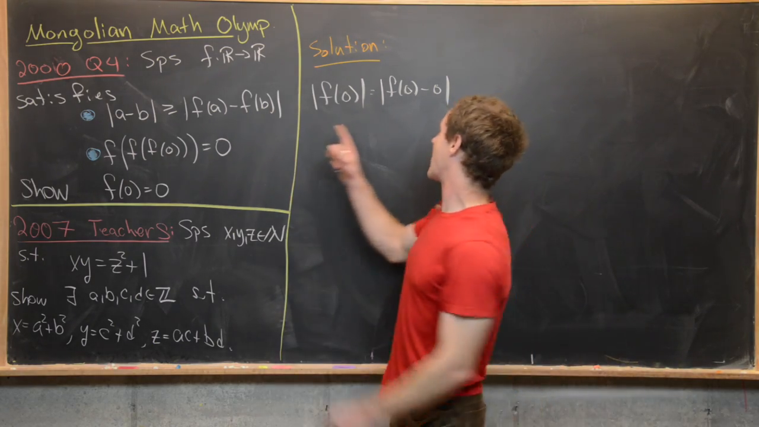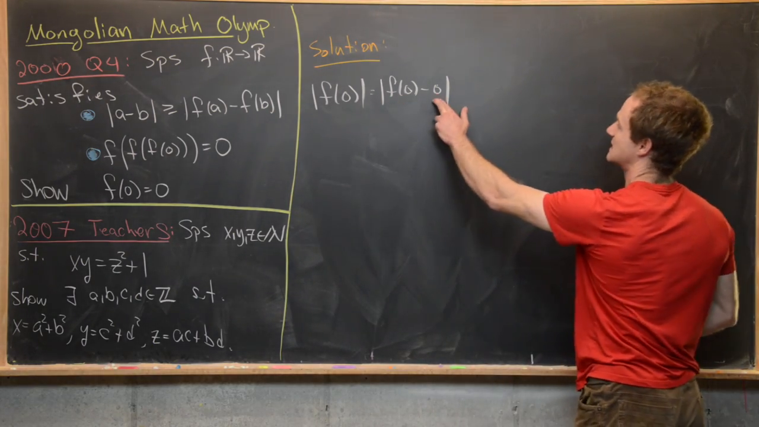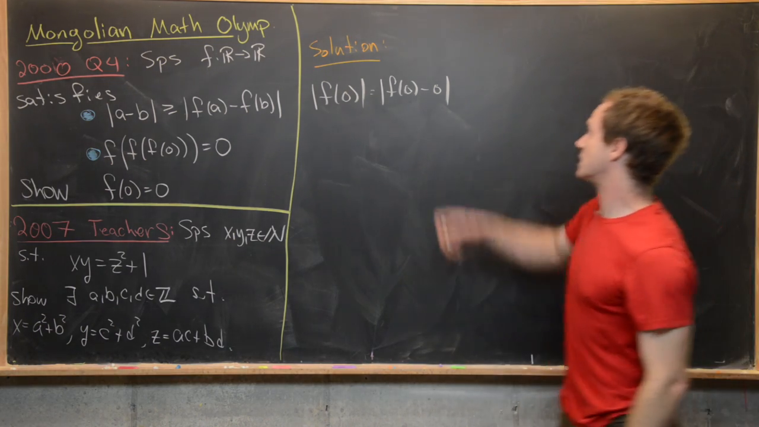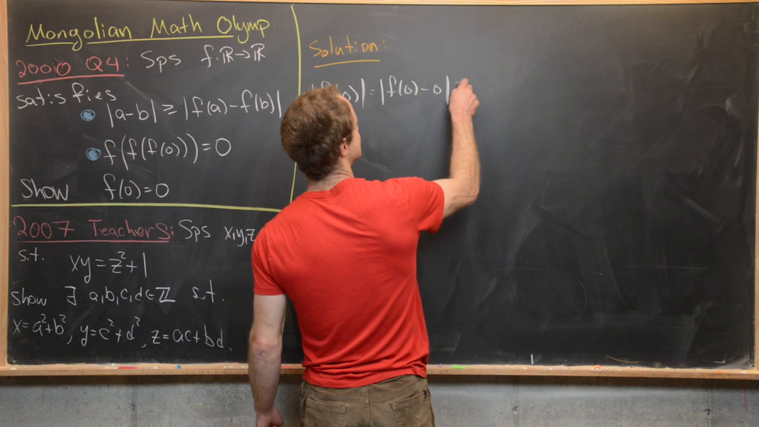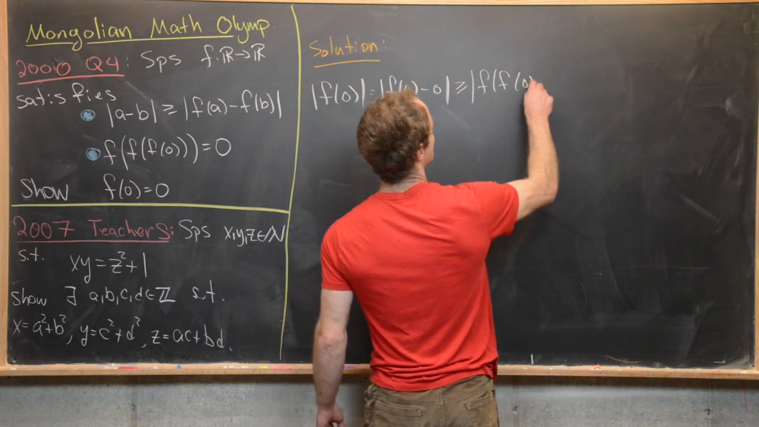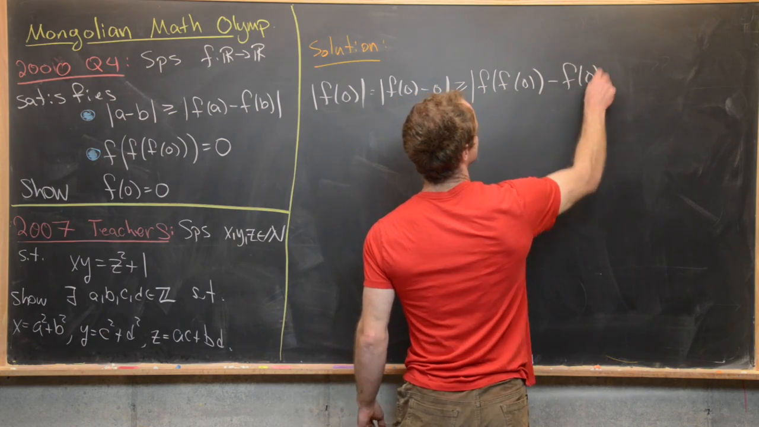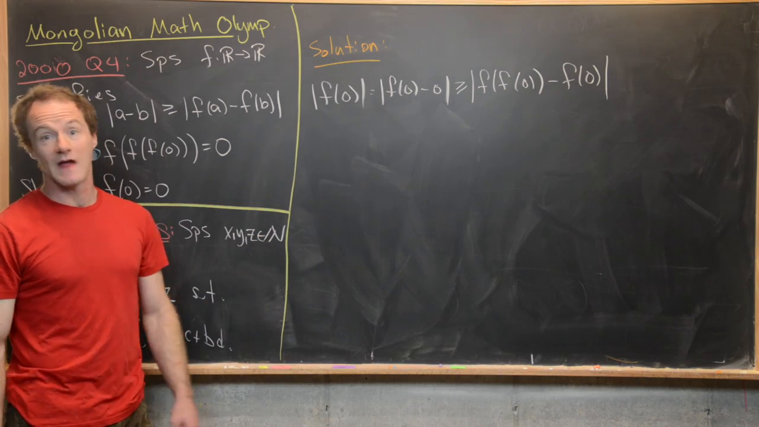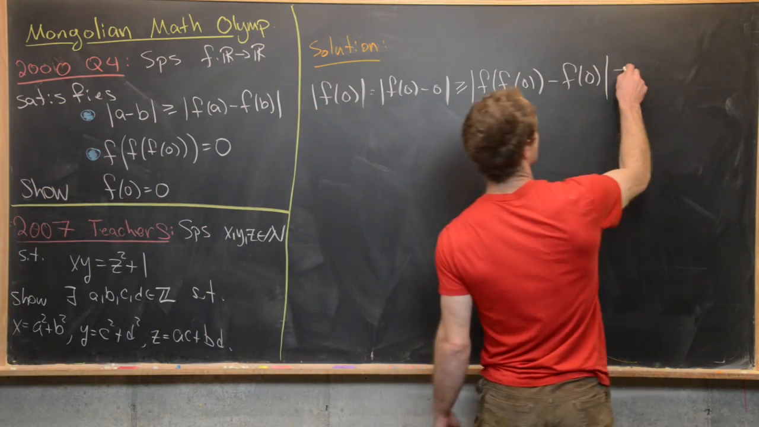Now I will apply this inequality. So I'm going to apply f to this term and to this term. And then we'll get something that is less than or equal to this. So in other words, this is bigger than or equal to f composed with f of 0 minus f of 0, like that. Good. Now I'm going to do that again. So let's see what we get there.